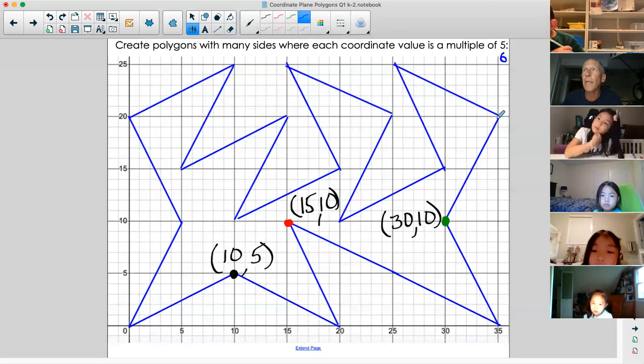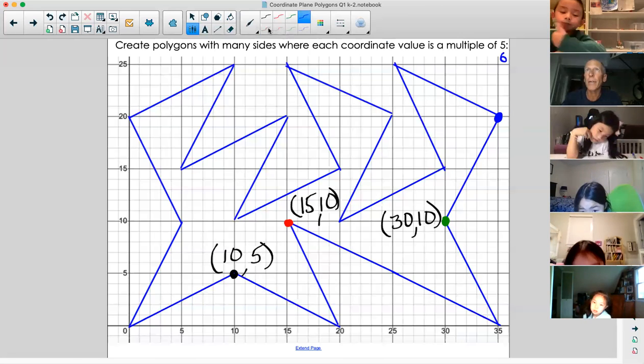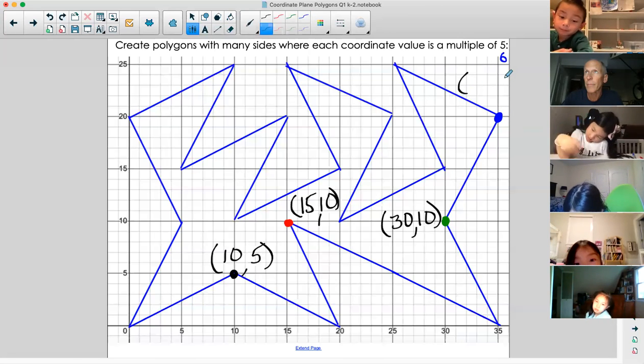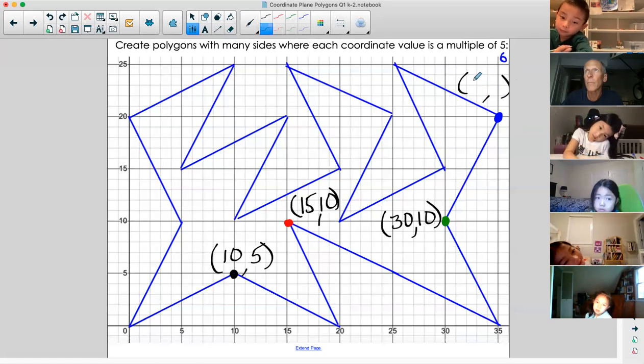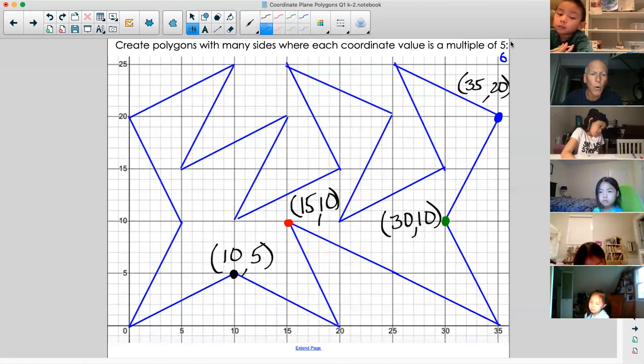And Annalise, can you give me the blue dot? 35, 20. Wow. That was awesome. And Valerie, have you done one? Or who has not done one?